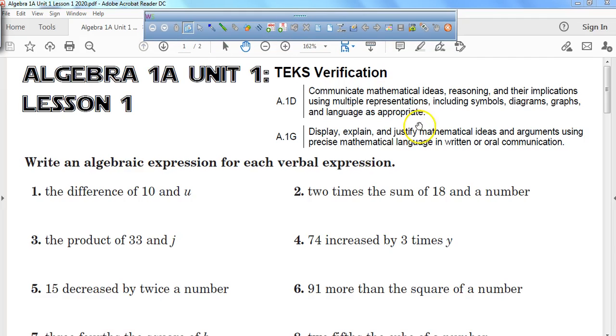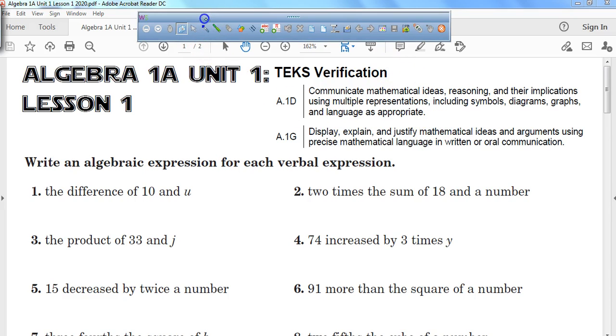Hello everybody. What we're going to be doing today is going over what algebraic expressions are. It's kind of an introduction, or Unit 1, Lesson 1. So feel free to be taking notes as we go along. You don't have to write all these examples down, but make sure you're paying attention.